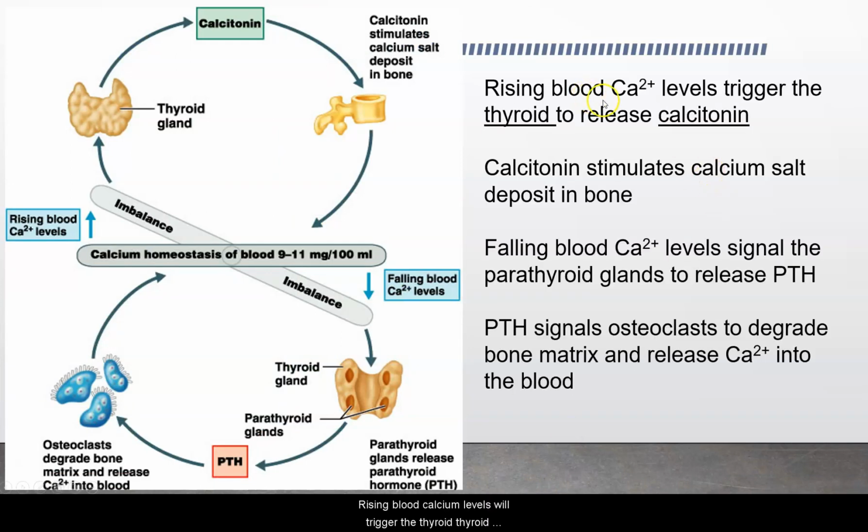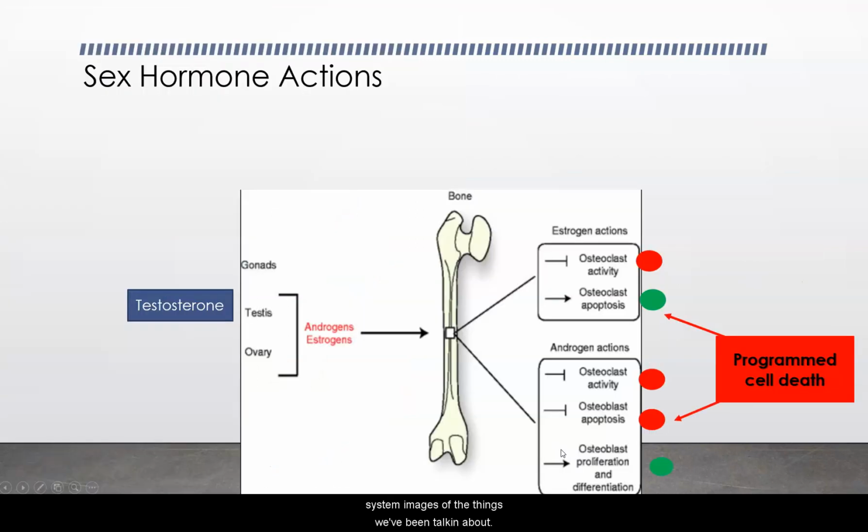Rising blood calcium levels will trigger the thyroid gland, which you'll find on the neck, to release calcitonin. Calcitonin stimulates calcium salt deposit in bone. Falling blood calcium levels will signal the parathyroid glands to release PTH, and PTH will signal those osteoclasts to degrade the bone and release calcium into the blood. So just some images of the things we've been talking about.